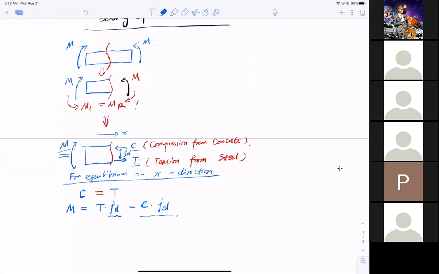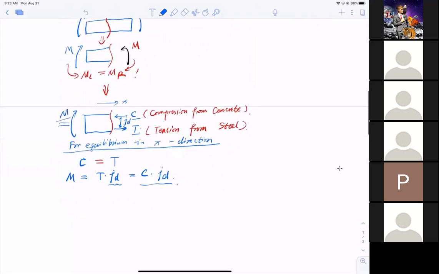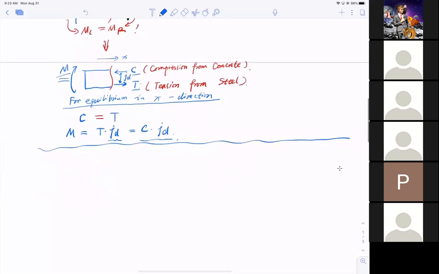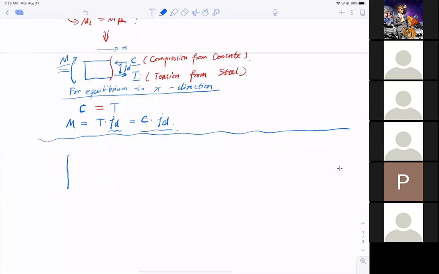So fair and square, very easy, right? I'm not expecting a whole lot. So let's draw it out. This is just a theory on paper. Well, what happens in reality? So let's take a look. I have a concrete section.